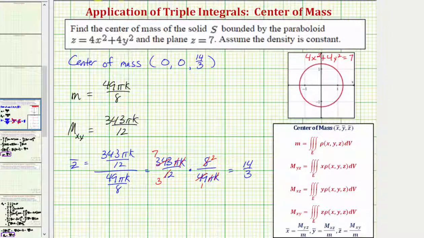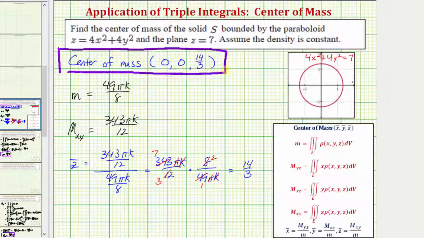So you can see by recognizing that we had a constant density and symmetry about the z-axis, we saved quite a bit of work by recognizing that both the x and y coordinates of the center of mass would be 0. Otherwise, we'd still have to find the moment about the yz plane as well as the moment about the xz plane. I hope you found this helpful.